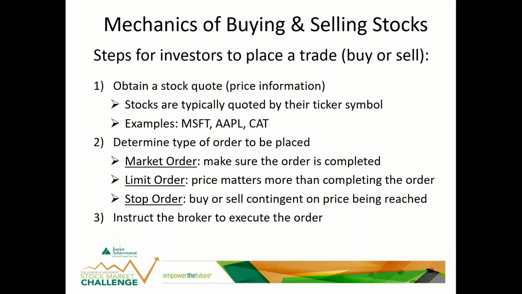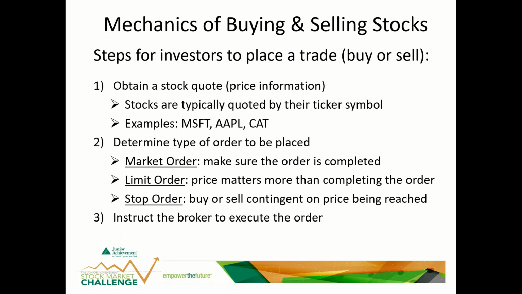The second step for investors to place a trade is to determine the type of order to be placed. There are 3 main types of orders that an investor can place with their brokers for both buys and sells. Number 1 is a market order. A market order instructs the broker or online trading platform to buy or sell shares at the last available price, at market. A market order does not guarantee the price you will get, but it does guarantee that you will get the number of shares you want bought or sold.